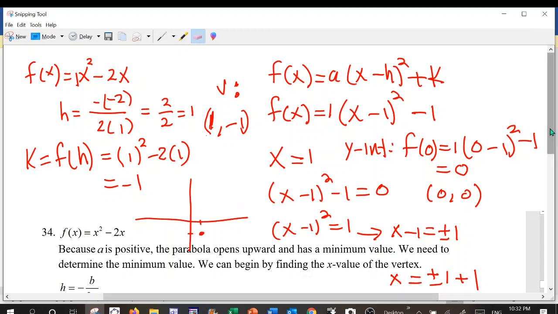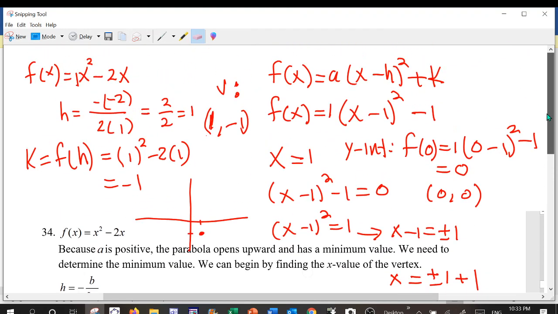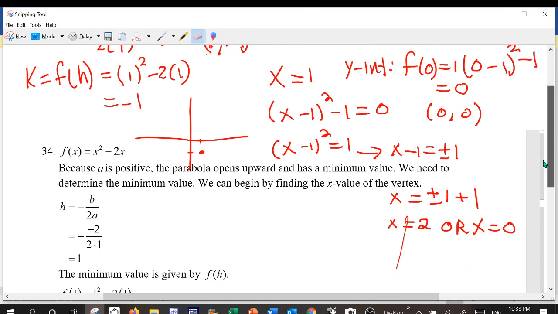And so where is the y? It opens up because a is positive. So the y-intercept was (0, 0). That's another point. And the x-intercepts are 0 and 2. So it opens up. We know it's going to look like this and that.